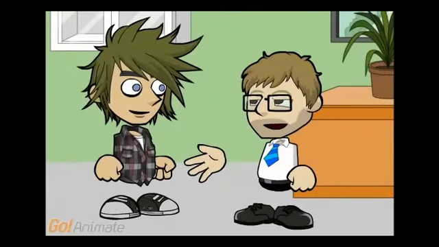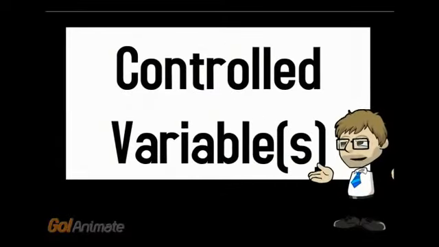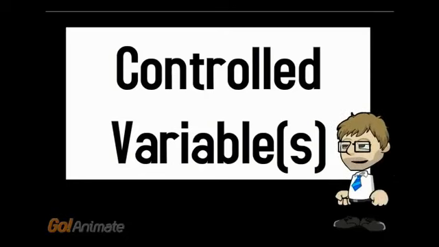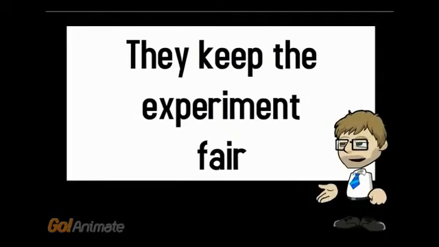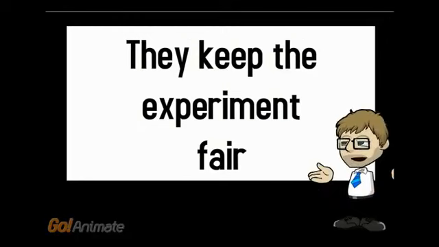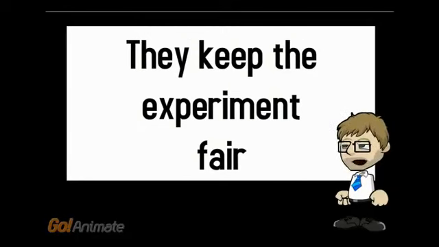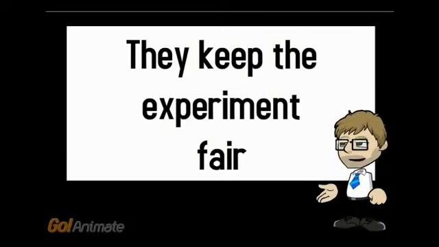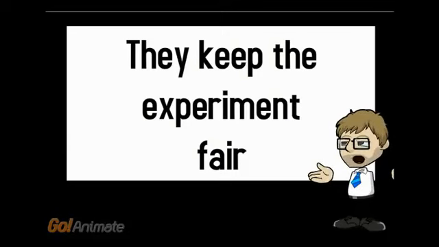And yes, they do actually have a name. They're called the controlled variables, or sometimes just the control. The control, or the controlled variables, are the things that stay the same in the experiment. The point of a control is to keep an experiment fair. By keeping everything the same and changing just one thing, we can say that that one thing did or didn't have an effect on what we were testing.